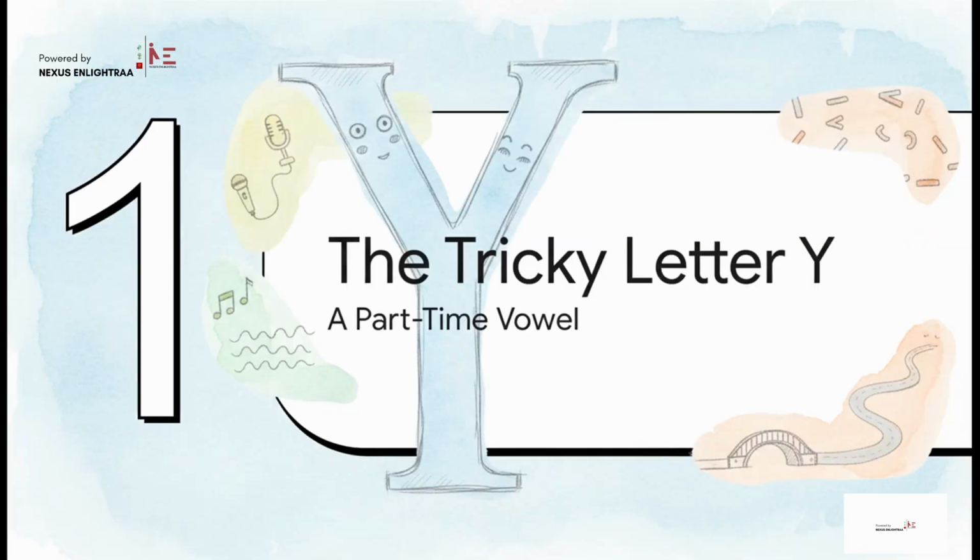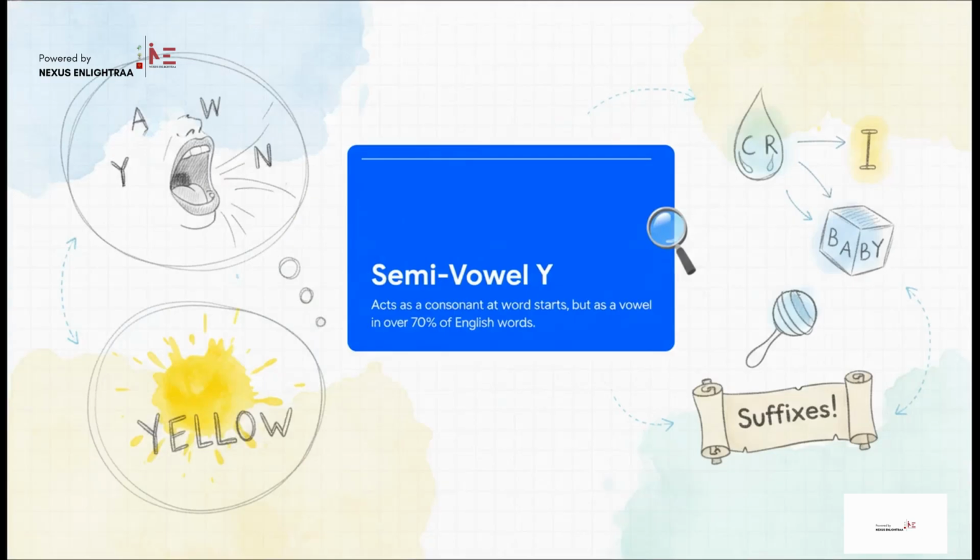Section 1. The tricky letter Y, a part-time vowel. So to really get this spelling rule, we've got to look closely at the letter Y itself. It's fascinating because it kind of has a split personality. Sure, it acts like a consonant at the start of words. Think of yawn or yellow. But get this. In over 70% of English words, it's actually doing the job of a vowel. Usually it sits at the very end of a word, like in cry or baby. And because it acts like a vowel so often, it interacts with suffixes in very specific, predictable ways.